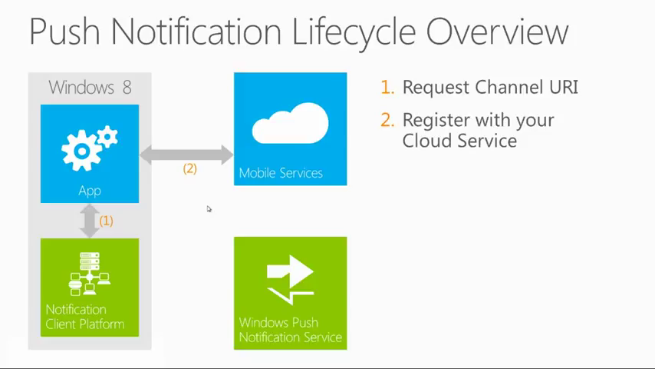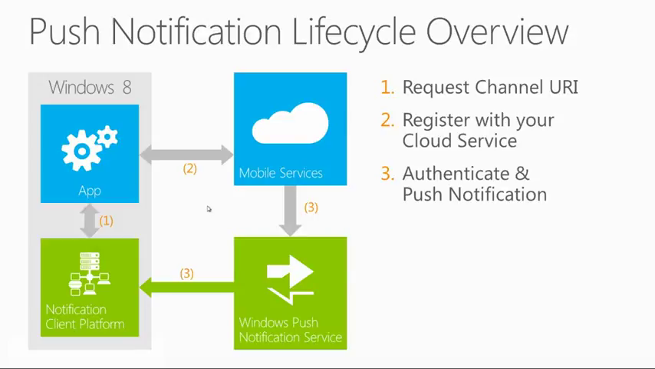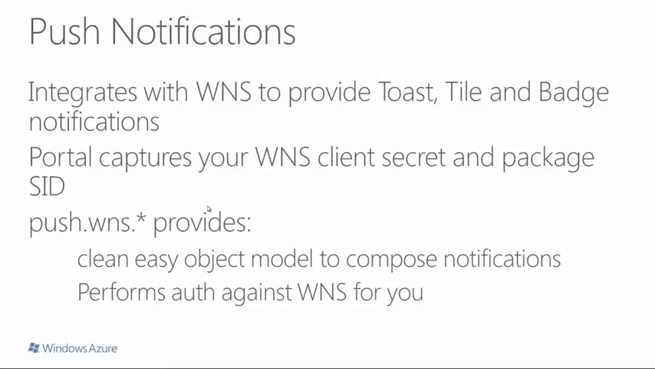We may use a channels table or something like that. We store the channel, and then at some point in time, perhaps when an insert occurs, we'll hook into that trigger with the server-side script and send a notification. So when it's time to send our notification, we grab that channel URI, we authenticate against WNS, and then we push our notification to WNS, which will then deliver our notification payload, a toast or a tile or a badge update, to the notification client platform on your Win8 client, and it will surface that notification to you. So what we'll do now is get through this slide, which I forgot I put in there, and then we'll do a demo of that entire workflow.